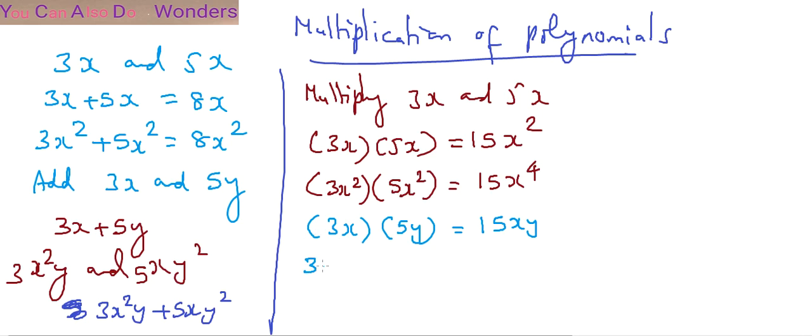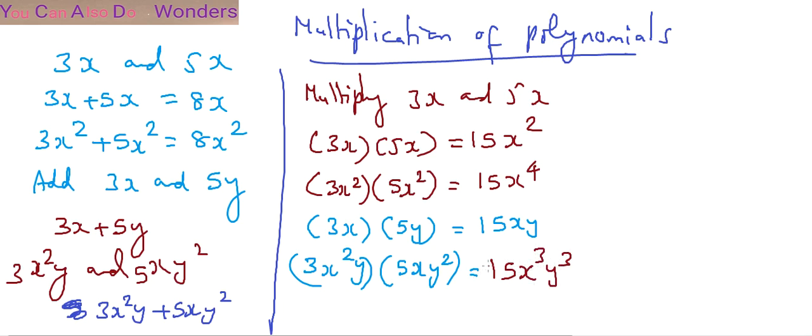Similarly, see 3x square y into 5xy square. So this is equal to 3 into 5, 15. Now first multiply the factors with the same base. x square into x is x power 2 plus 1, so x power 3, x cube. Similarly, y into y square is y power 3, or y cube. So this is 15x cube y cube.